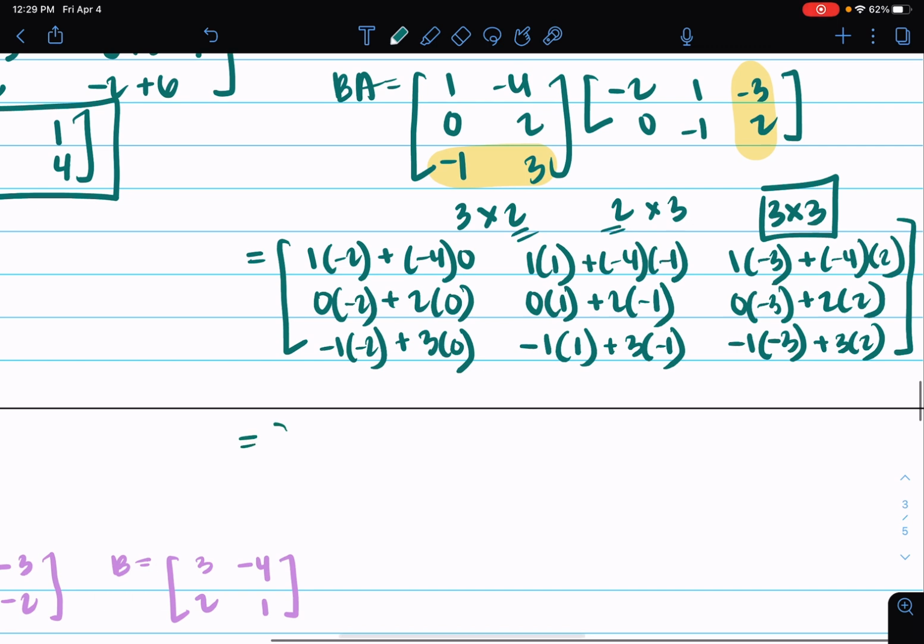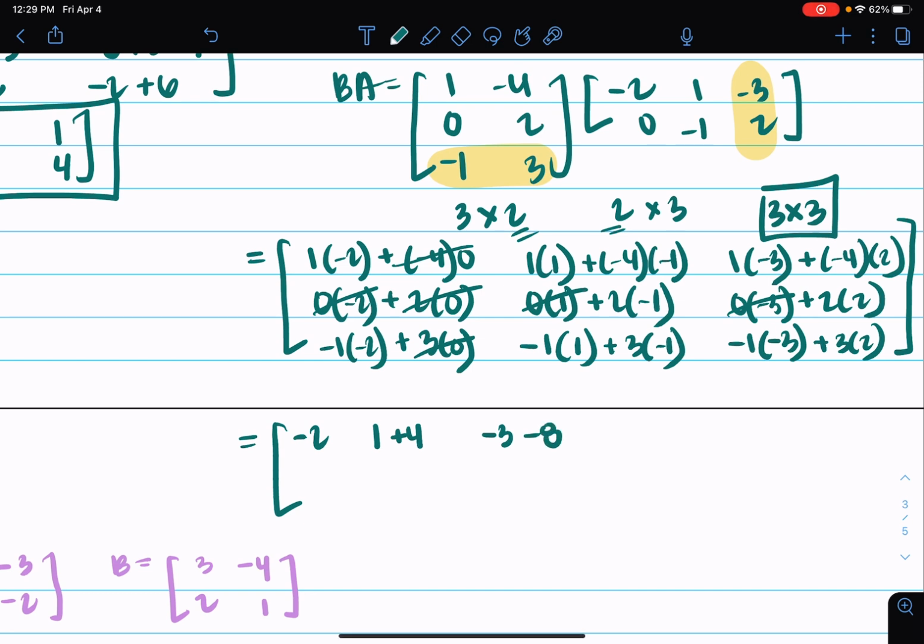Okay. Now we gotta simplify this. Okay, 1 times negative 2, and then that cancels. I'm just going to cross off all the zeros because they're just gonna go away. All right. So we get negative 2 here. We get 1 plus 4 in the middle, and then we get negative 3 minus 8 over there. Second column is just going to be 0 over here, and then negative 2, and then 4, 2.